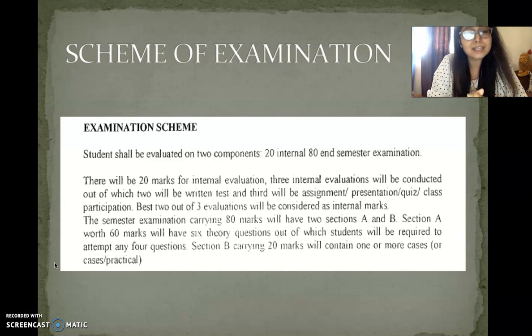Finally, let's talk about the 80 marks external evaluation scheme. It is also divided into two parts, section A and section B. Section A usually has 60 marks, which will usually comprise questions related to the course, the subject, and the 20 marks would be a practical or a case. So this is basically your examination scheme.